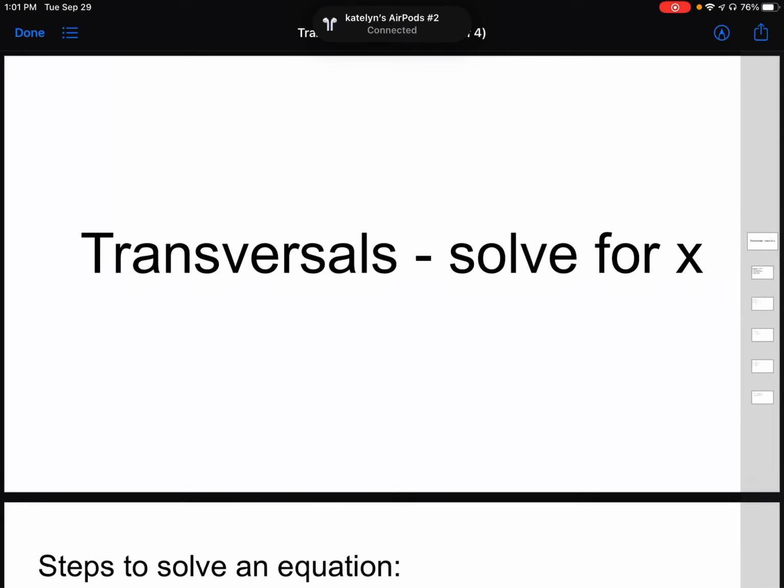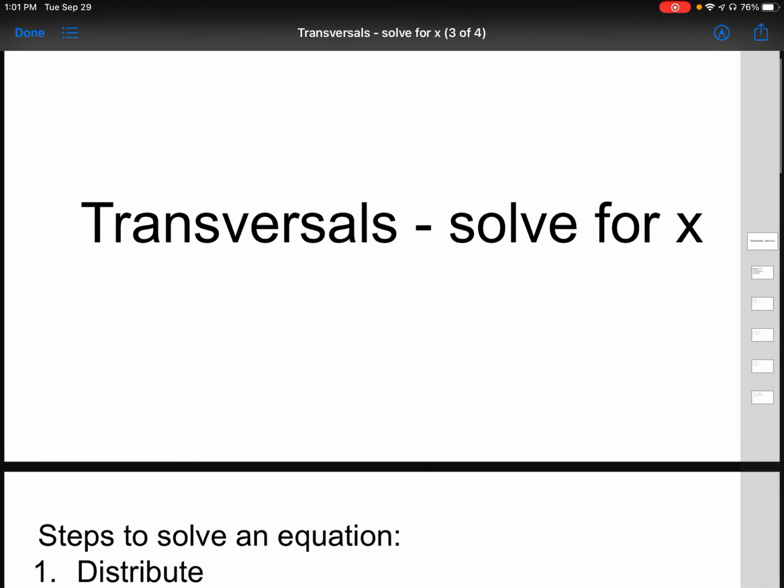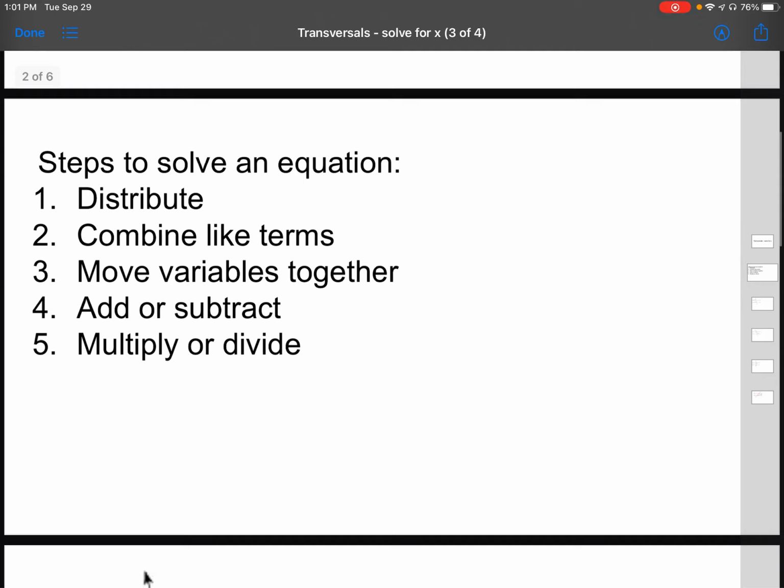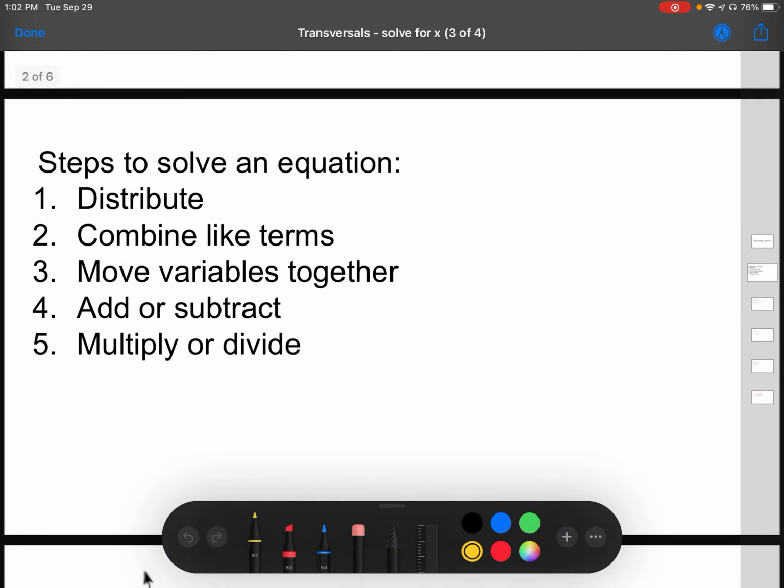In this lesson, we're going to be using transversals to solve for x. Right, so we're pulling up some of that algebra from last year, right? So we're solving for x using our transversals. So first, real quick, to solve an equation for x, these are the 5 steps. Now, most of the equations you're going to have to solve in this problem will only use 3 through 5. You might have to do 1 and 2 sometimes, but always double check.